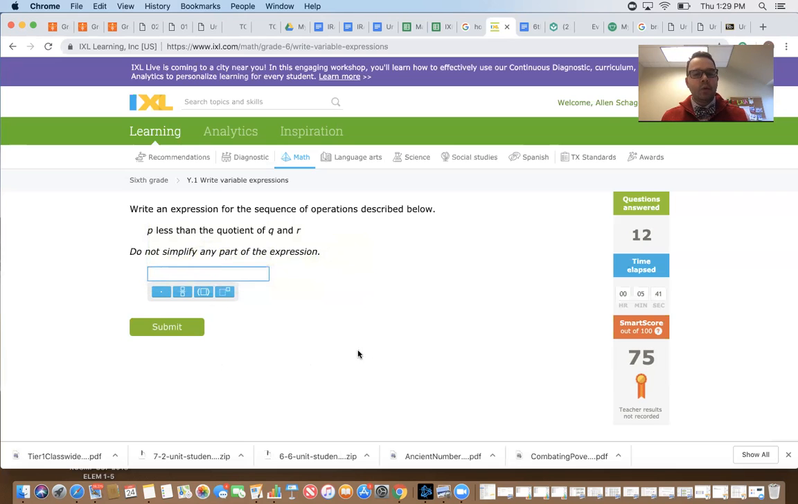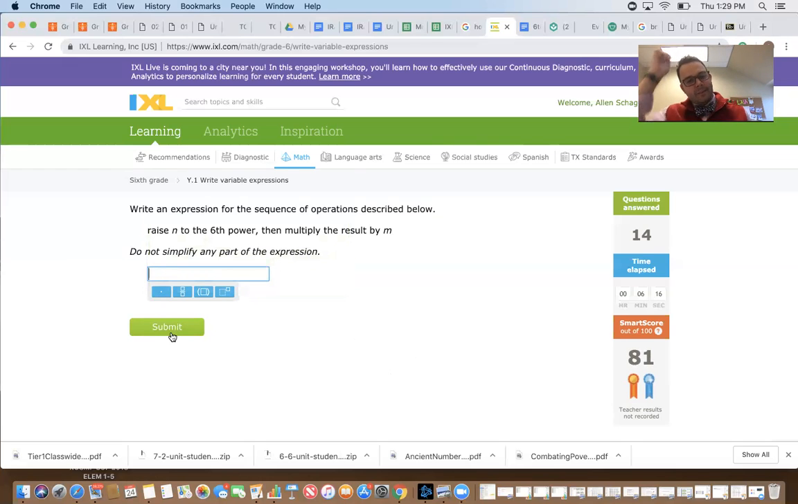p less than the quotient of q and r, so p less than the quotient. First I have to solve q divided by r, and then p less than the quotient. So subtract p. Raise the quotient of q and r to the third power, so I need to solve that first. So q divided by r. I need to raise that, so I'm going to hit the third thing here to the third power.